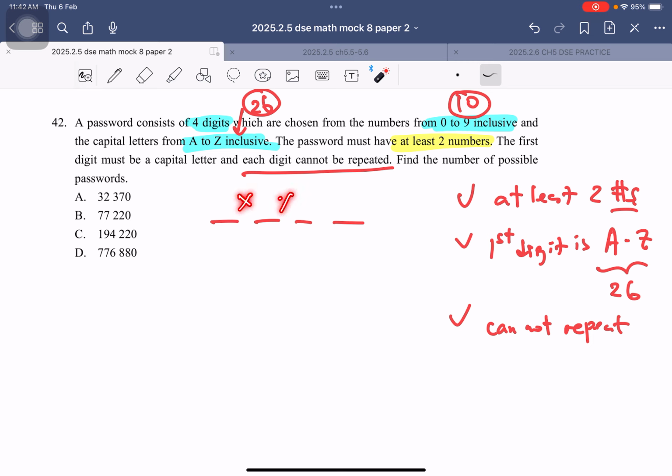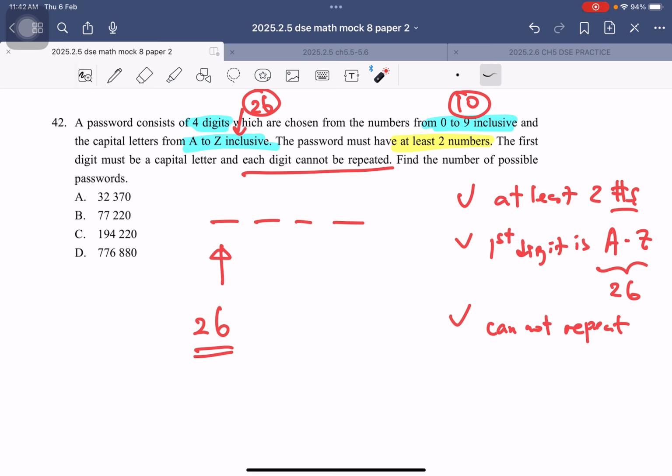Times, because they are different decisions. So we use times. For the first digit, I need to fulfill 26P1, just 26. So you just think about how many possible outcomes for the first digit. We have 26 possible outcomes, isn't it? Then for the second, third, and fourth digit, any criteria, any constraint? No. So it can be letters or numbers.